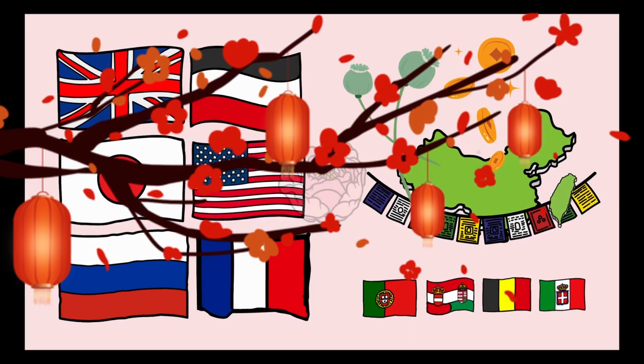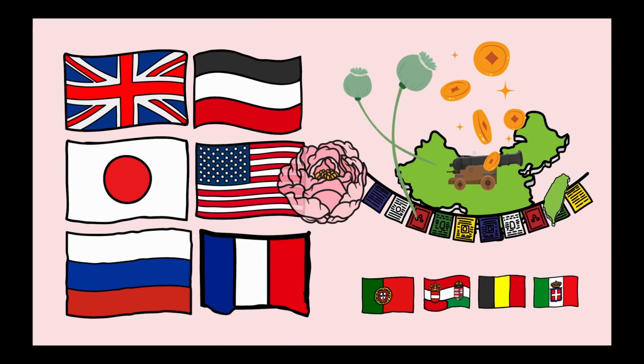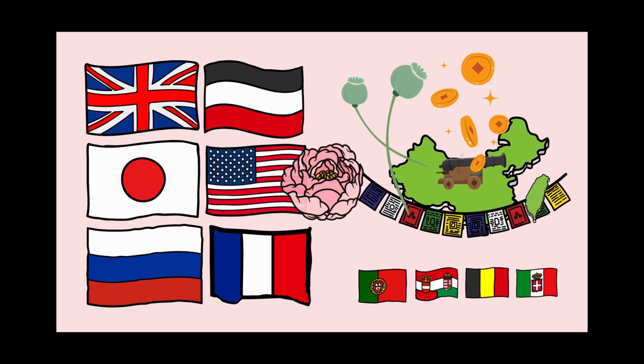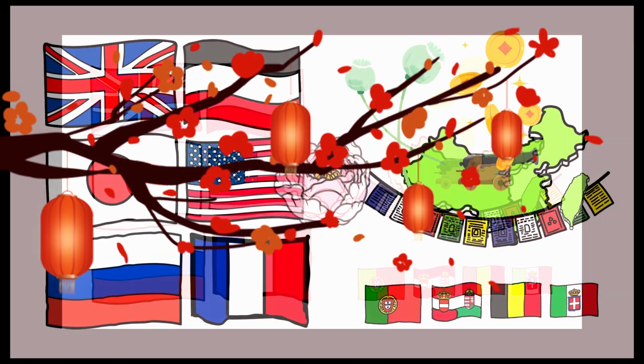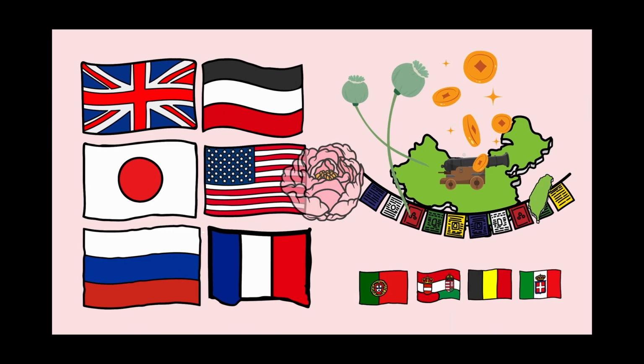War and unequal treaties were brought mostly by the British and the Japanese empires, but also by the Russian, German, American, and French empires. To a lesser extent, Portugal, Austria-Hungary, Belgium, and Italy also participated in an unraveling chaos that brought Chinese society to its knees. In other words, what is now called the Western powers.